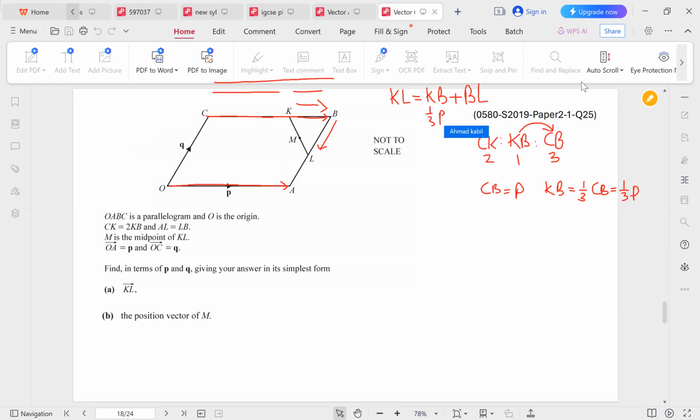Next, we move on to BL. So again, to get BL, we're going to use the ratio. We have AL equals LB. So BL is here, AL is here, and the total is here. Let's write down a ratio.